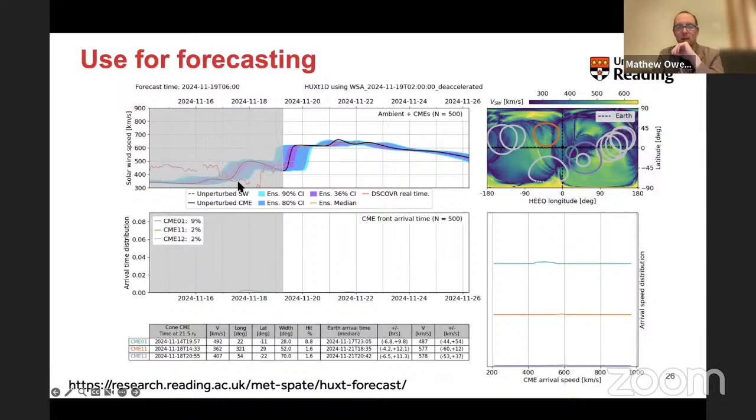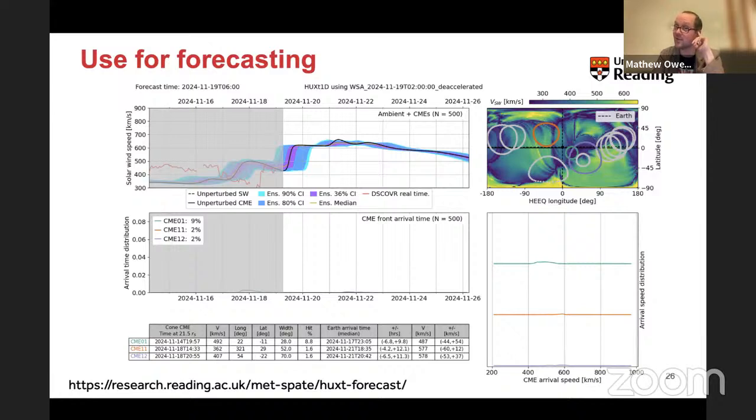The red line on here is the real-time DSCOVR data. This is solar wind speed. Now, the model should match that, and it doesn't. And there are two reasons why it doesn't. The one is the obvious one. The model is wrong, and it is. The second one is that the DSCOVR real-time data is wrong, and it is.